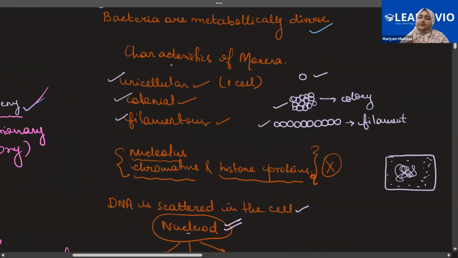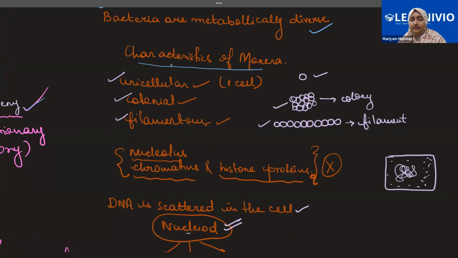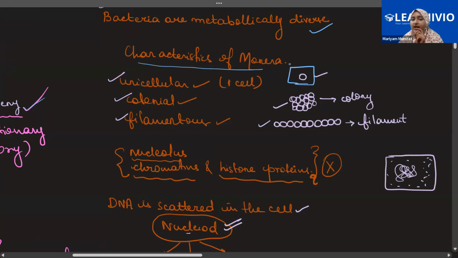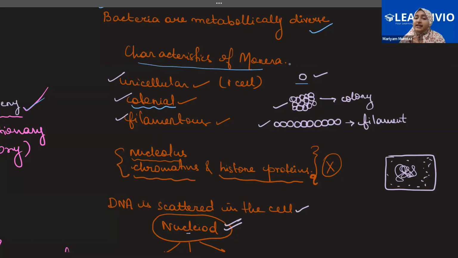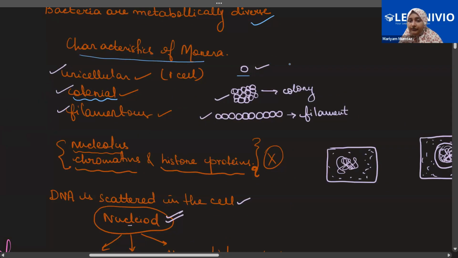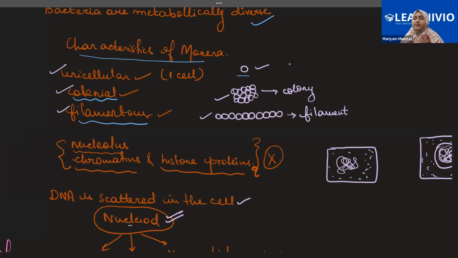Now, talking about the characteristics of Monera. The Monerans can either be unicellular when they are just made up of one cell. They can be colonial when several cells come together and form a colony. That becomes a colonial type. And then they can be filamentous. Filament means anything that is like a strand. So when bacteria are arranged in this manner, so it looks like a strand or a line, then that is a filamentous type of Monera. Clear?